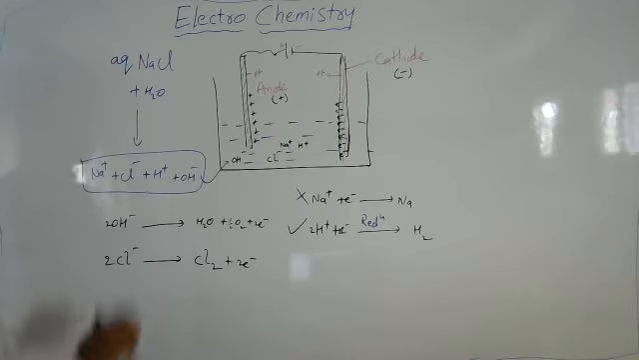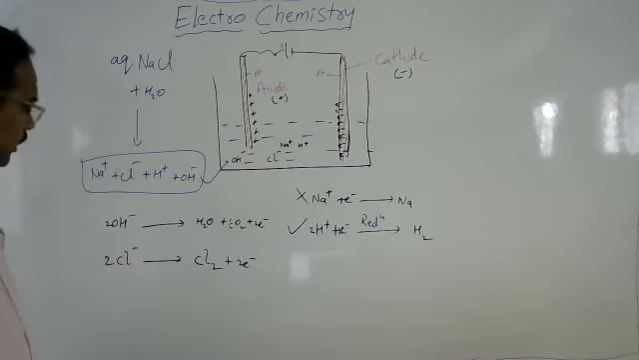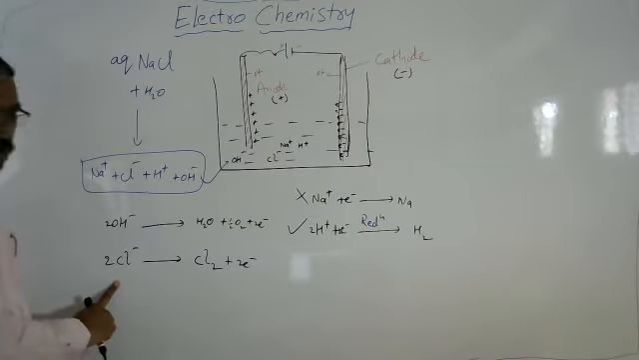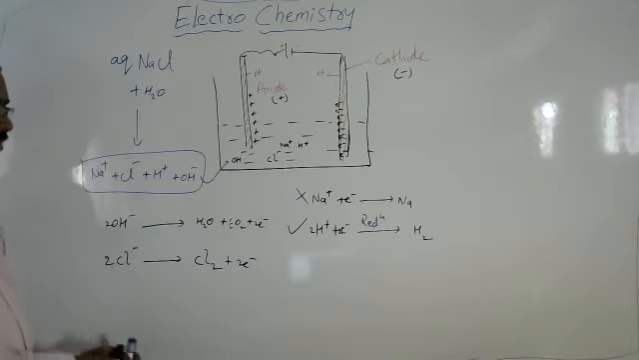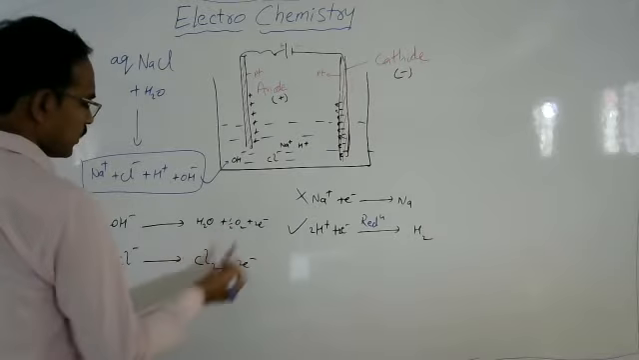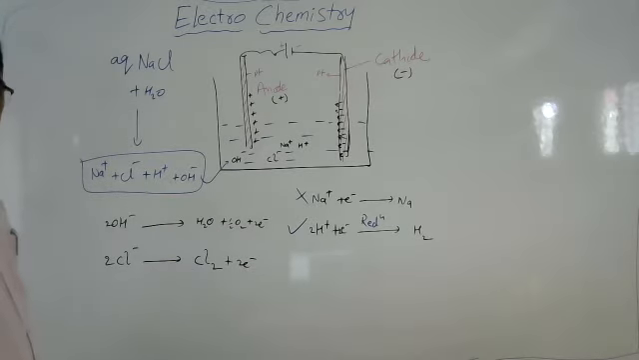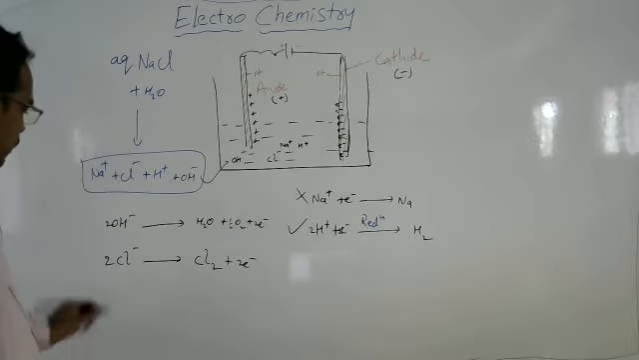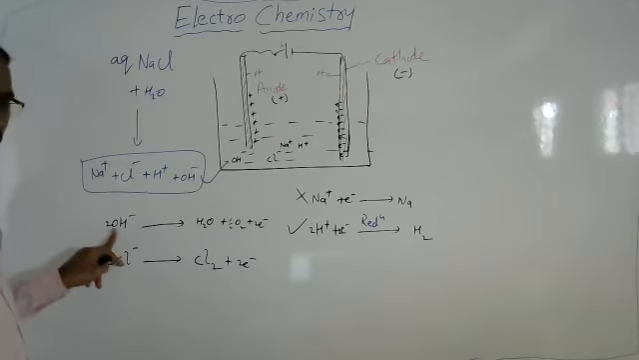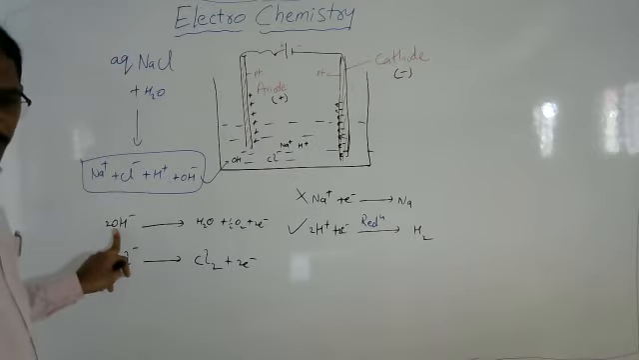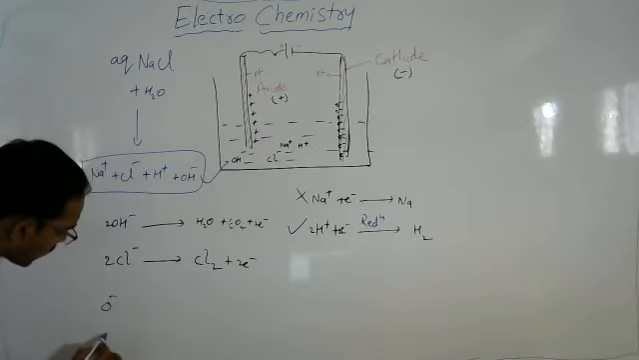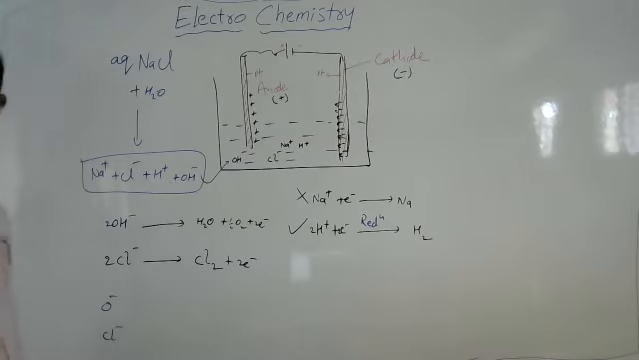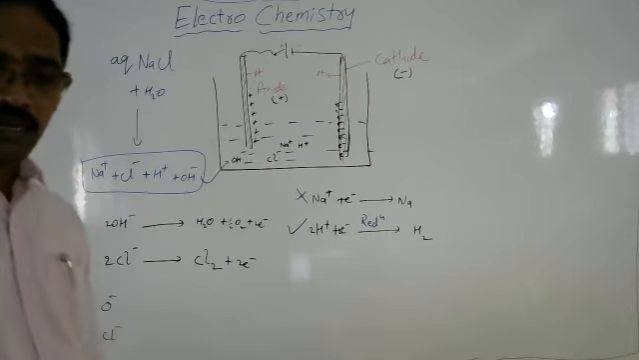Now which reaction will take place? Either Cl- loses the electron forming Cl2, or OH- loses the electron forming oxygen gas. Which reaction takes place here? In that case, see, oxygen is the minus here. O- and Cl-, which is more stable? Which is ready to lose the electron, O- or Cl-?